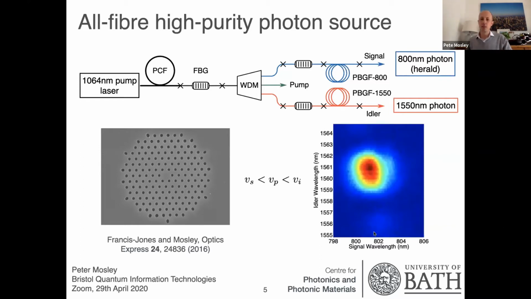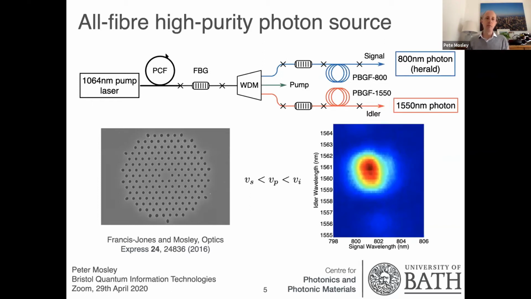When we detect a signal photon to herald the idler, we don't learn much about the idler photon, and so it can remain in a pure quantum state when it's heralded. So by designing our PCF carefully, we can build this PCF into an all-fibre heralded single photon source.